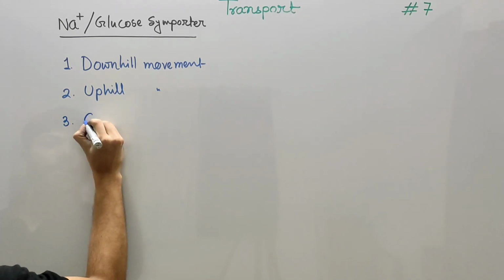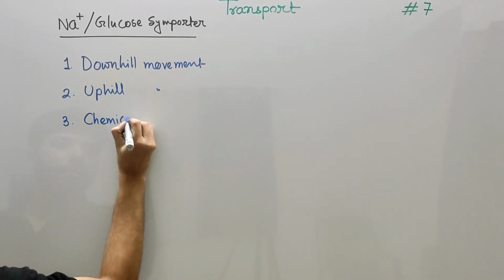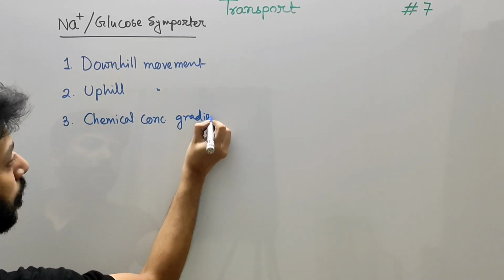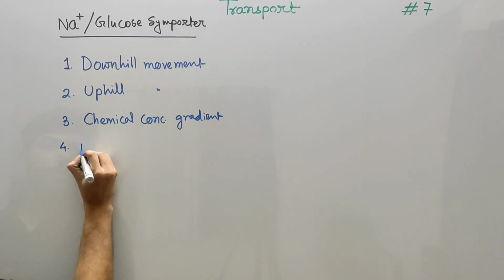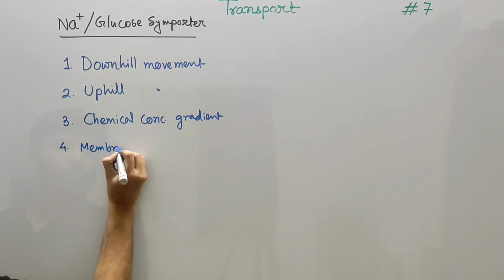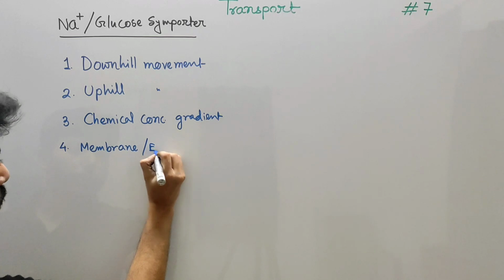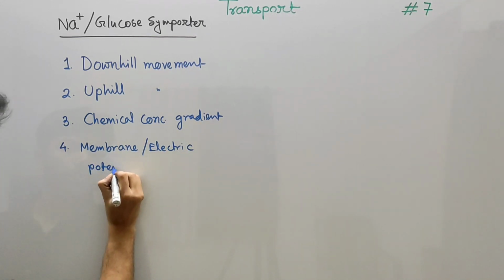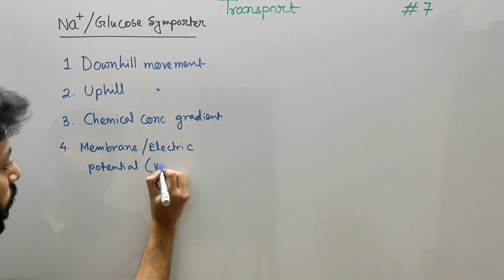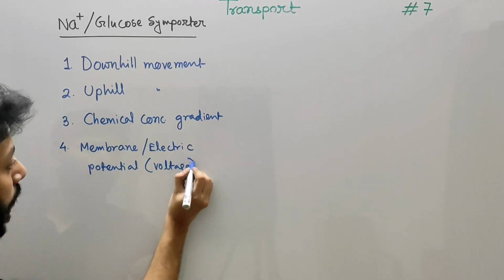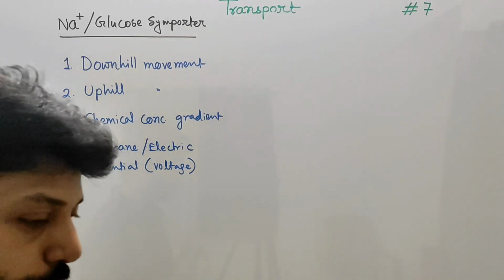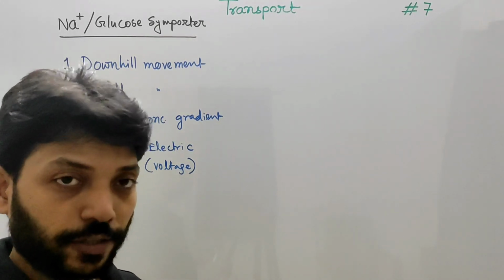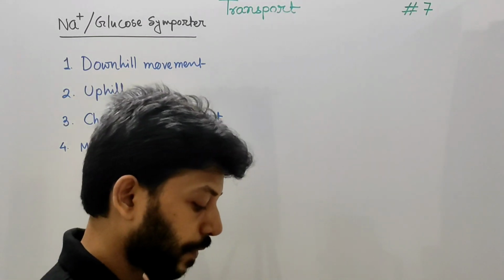Third point is chemical concentration gradient. And fourth point is membrane potential or electric potential. In short, we could say voltage difference across the plasma membrane. So these are the 4 points we have to understand at first to understand the mechanism of sodium glucose Symporter.